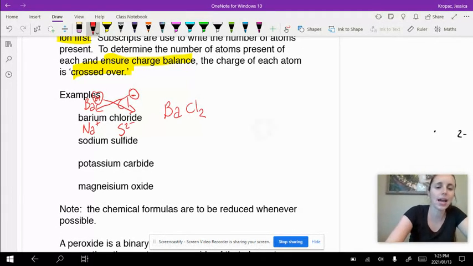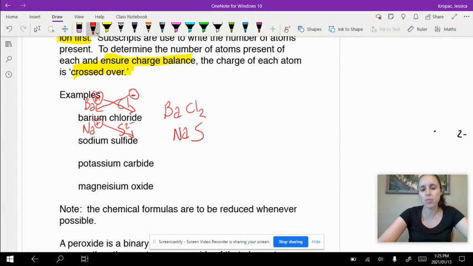I'm going to go ahead and write NaS over here, and now I'm going to cross over my charges to see what my subscripts are. So I'm going to have this 1 come down here. Remember, we never have to write 1, so I can just leave that the way that it is. And I'm going to have this 2 come over here.